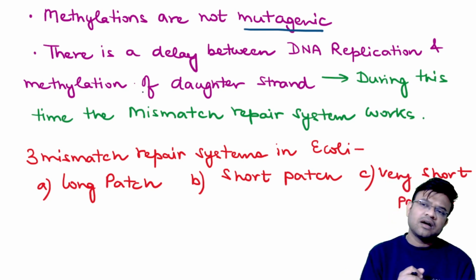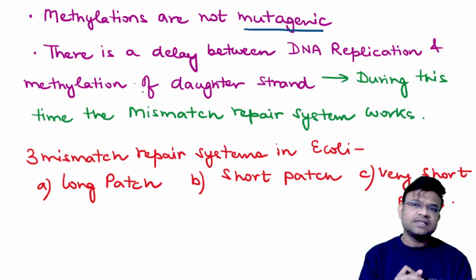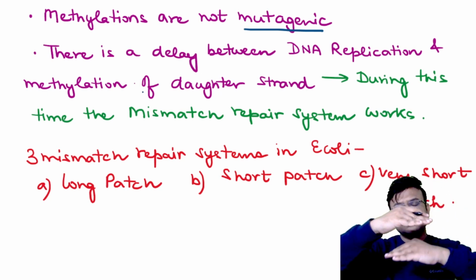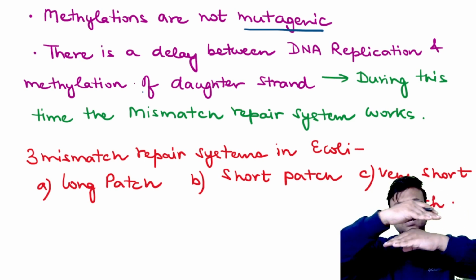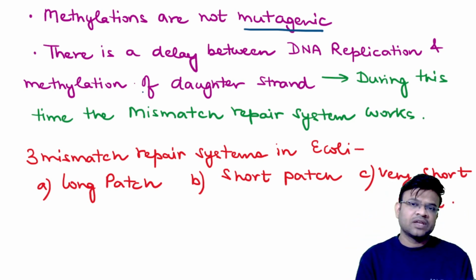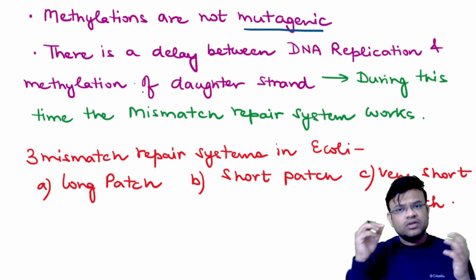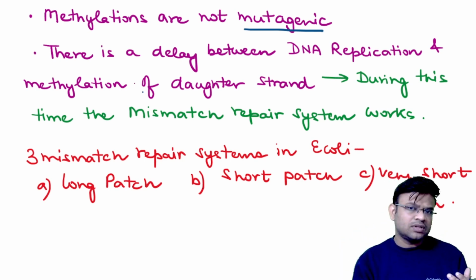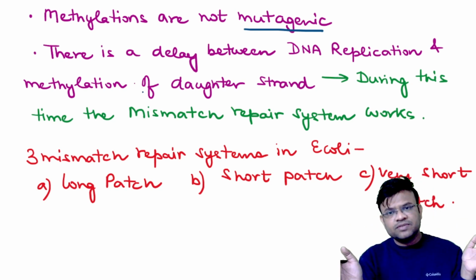Next, let us come to another confusion that many students have. When there is a parent strand, a daughter strand is created out of this parent strand. Now, is it like this, that the daughter strand will never get methylated and only the parent strand will get methylated? Is it like that? No. The answer is no.